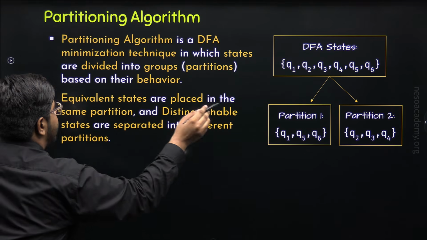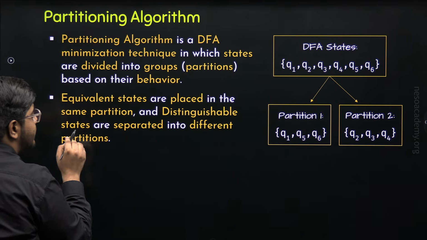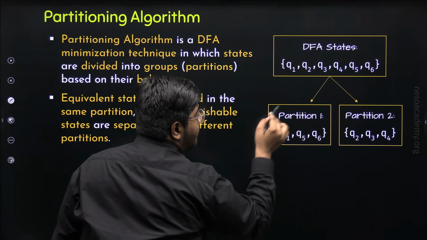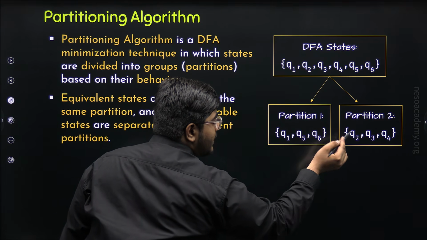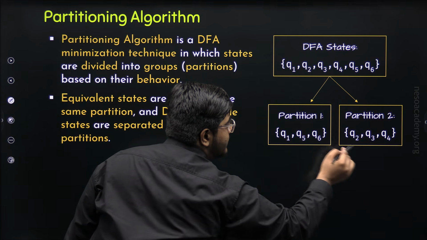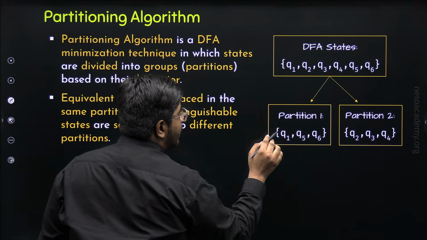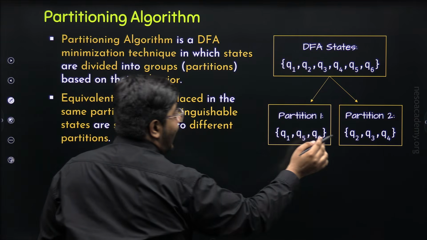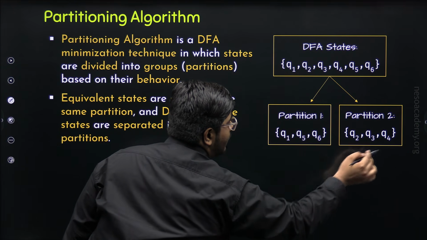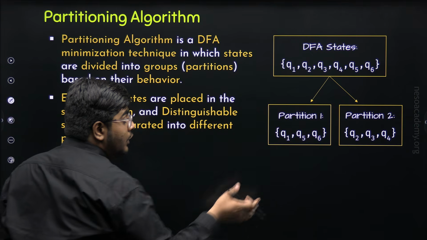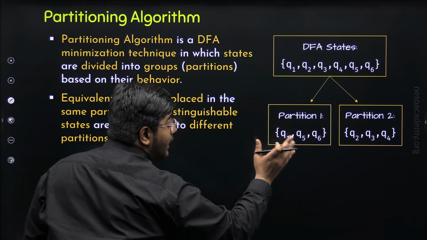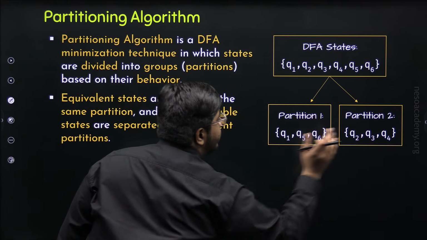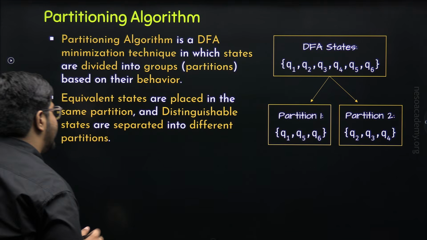Equivalent states are placed in the same partition and distinguishable states are separated into different partitions. So Q1, Q5 and Q6 are placed under the same partition. Similarly, Q2, Q3 and Q4 are placed under the same partition, which means Q1, Q5 and Q6 are equivalent states. And Q2, Q3 and Q4 are also equivalent to each other. But Q1, Q5 and Q6 are distinguishable from Q2, Q3 and Q4 because they are separated into different partitions. Let's see the next point.